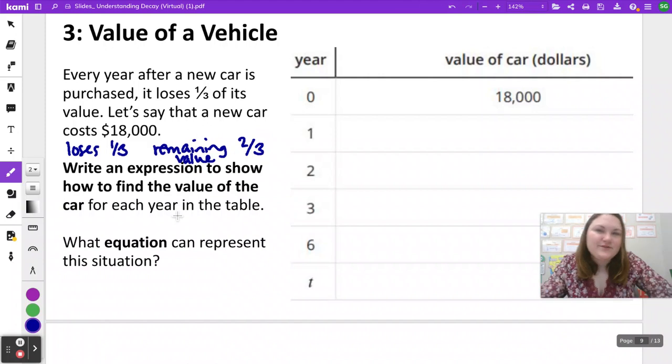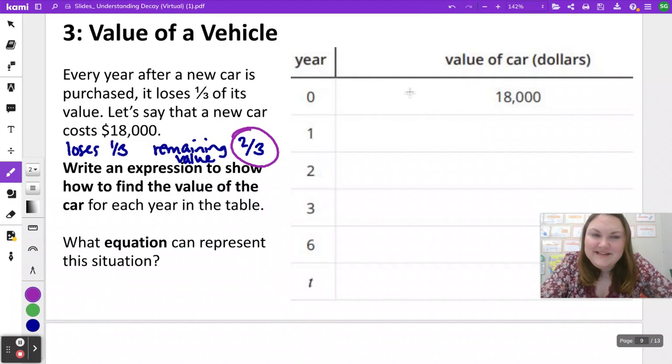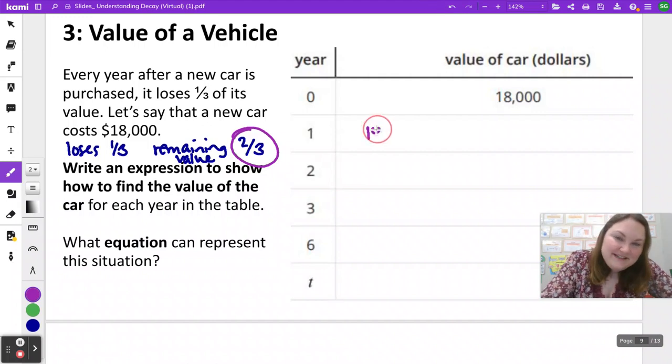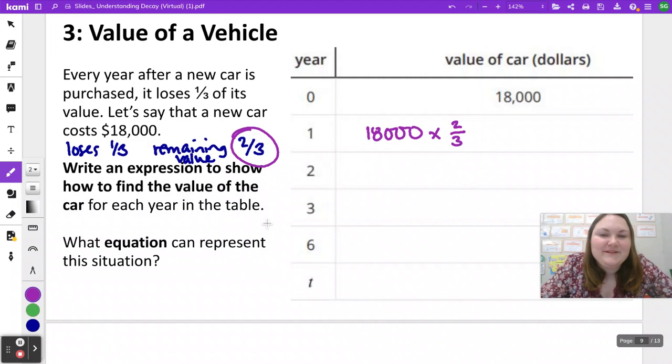Those are kind of like those two fractions that have to go with this story, similar to what we were doing above. So if my table is showing the value of the car, it means the fraction I'm going to be using is this one. My table isn't talking about how much value the car loses. It's asking how much value remains. So to figure out the value of the car after 1 year, I would want to take the $18,000 and multiply it by 2/3. That would tell me the value after 1 year.